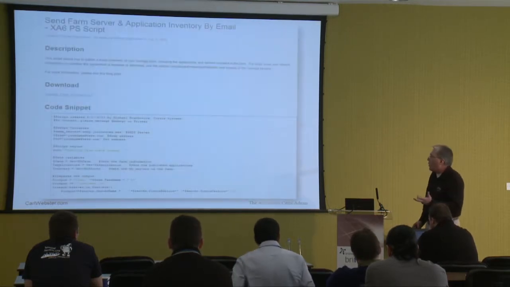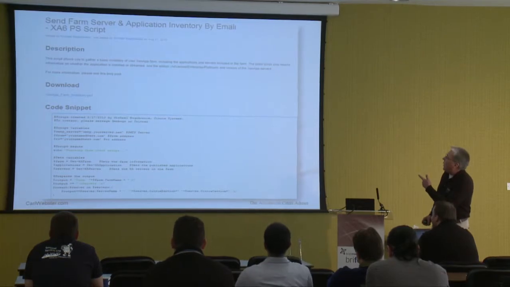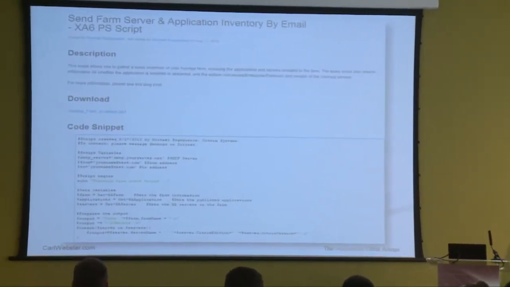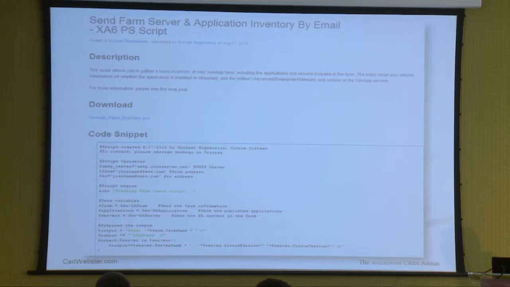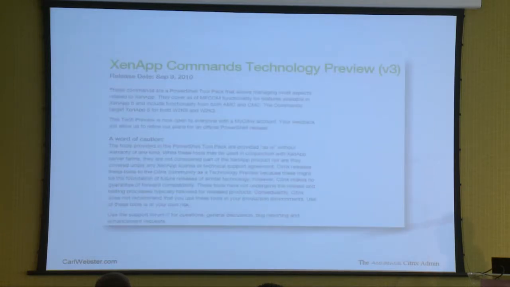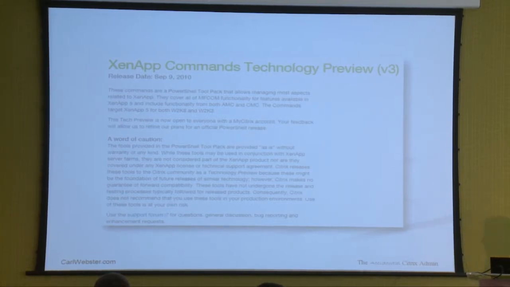So I Googled, and I was just like, oh, okay, this Michael Bogablebeats has this little article, and it was like, oh, okay, so I can do something like get XA farm, get XA application, get XA server. Oh, and I should be able to get the information out of the Citrix stuff and maybe be able to do something. I was like, oh, this is ZenApp 6. They got anything for ZenApp 5? And then I found this, and I was just like, oh, cool. So I should be able to do this.